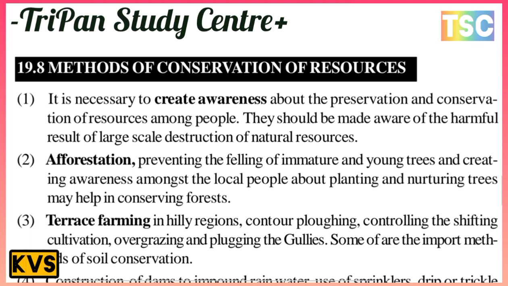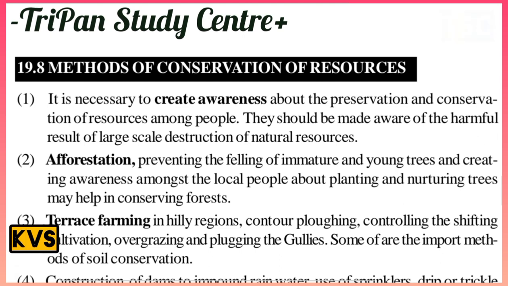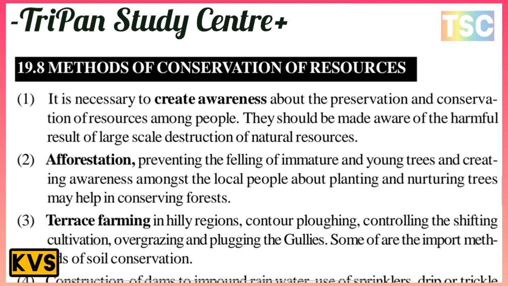The next point is afforestation. Afforestation means preventing the felling of immature and young trees, and creating awareness amongst the local people about planting and nurturing trees, which may help in conserving forests. This second point is also important here, and the next, third, is terrace farming.